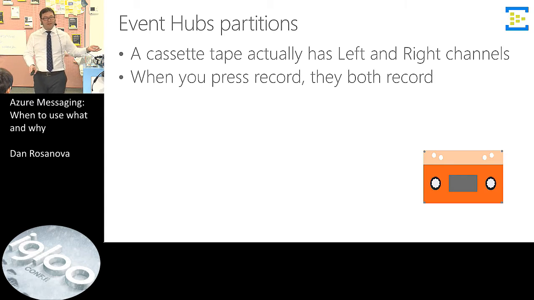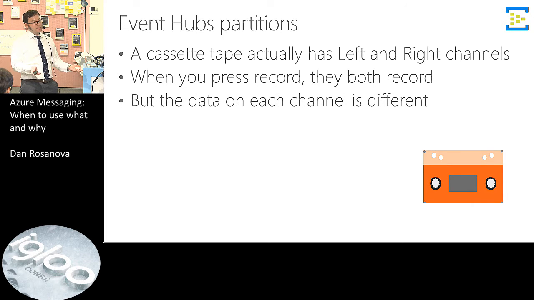They can actually have totally different stuff on them, which can be really weird if you're listening. Really old records will have different audio on the left and right. People used to put drums on one side and guitar on another side. So when you press record on one of these things, you're recording both channels, but they're actually two different channels with different data on them. So that's exactly how partitions work in an Event Hub.